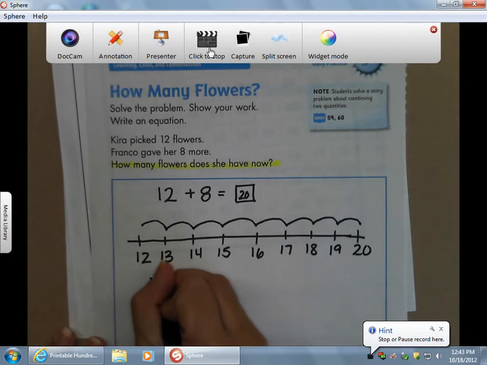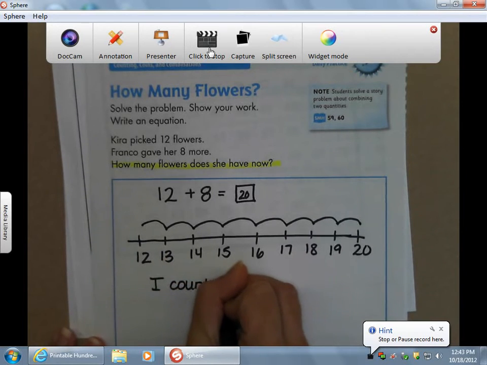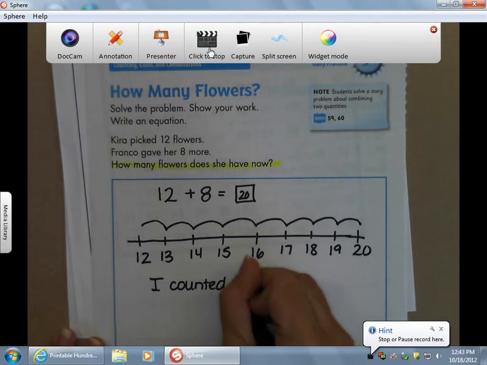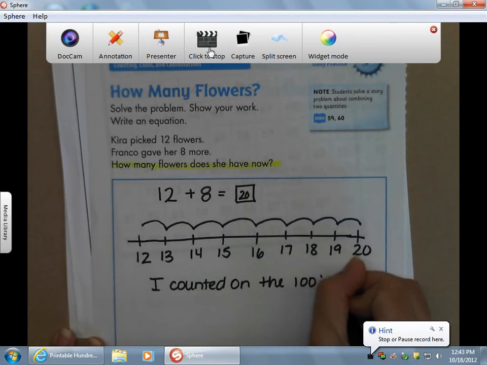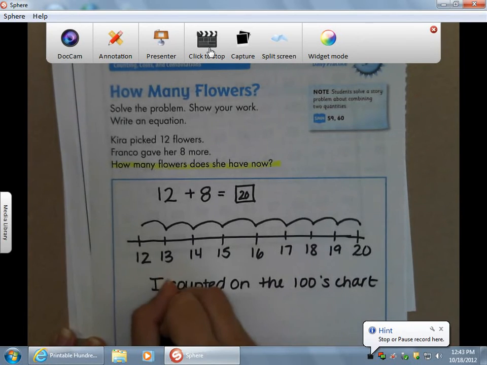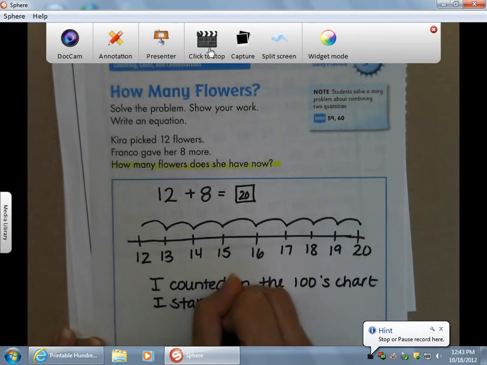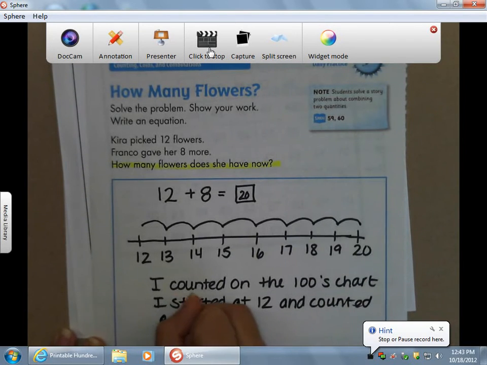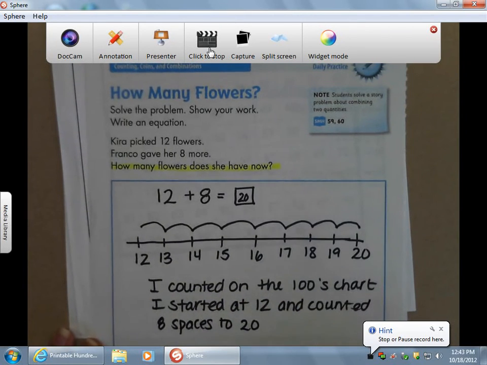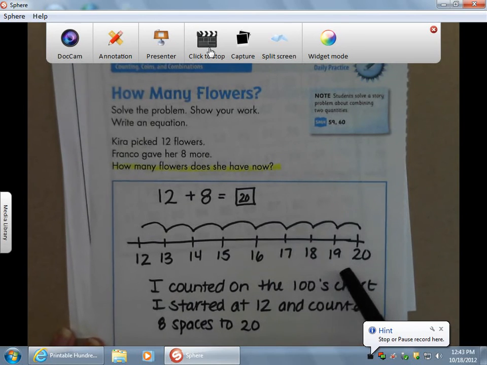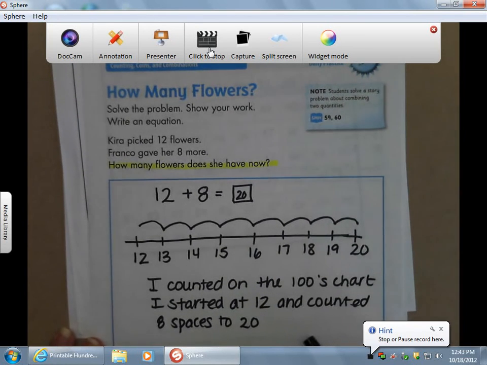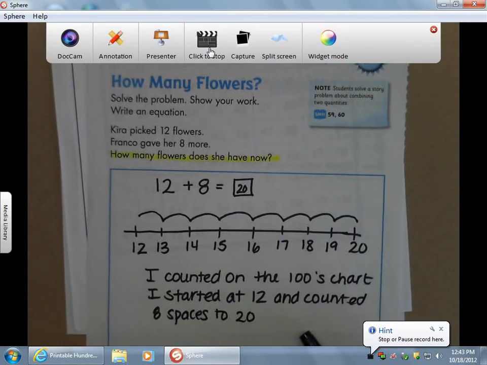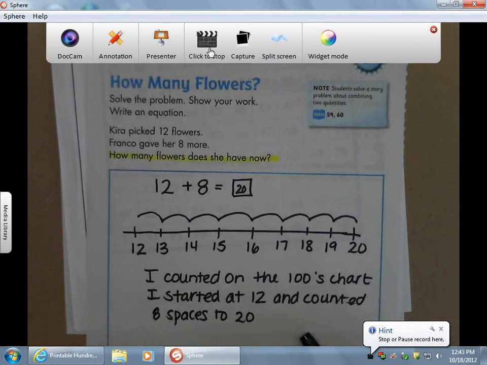So I would say, I counted on the 100s chart. I started at 12 and counted 8 spaces to 20. Okay? So now you can see that I wrote an equation, I fully explained my thinking, and then I used words to explain what I did. Okay? This is just one way that you can answer a story problem using the 100s chart strategy.